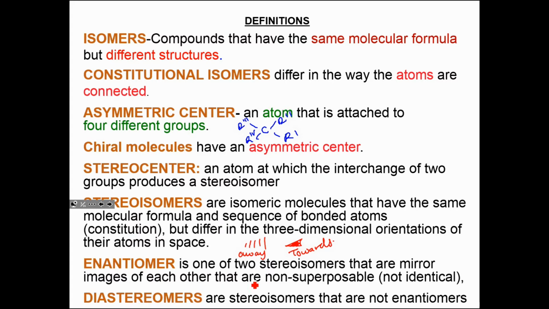An enantiomer is one of the 2 stereoisomers that are mirror images of each other, but they are not superimposable. They are not identical, just like your hands. You open your hand, palm open, and slide it over. Your thumb will not lie on top of the other thumb. Diastereomers are just stereoisomers that are not enantiomers. They differ at at least 1 chiral center. We will be looking at that.